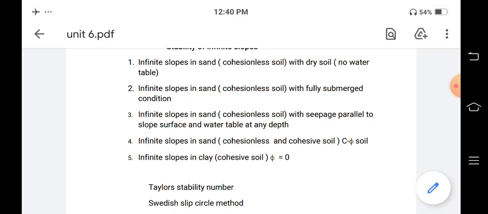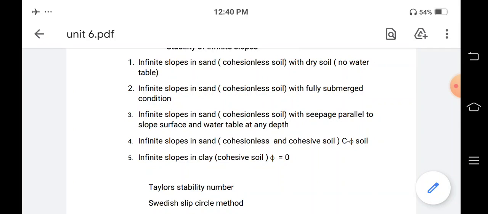Likewise, the second case is an infinite slope in sand in a fully submerged condition, meaning water is there, so soil plus water. This is the second case: if your slope contains soil plus water, that is the submerged condition. Then next is an infinite slope in sand, or we can call it a cohesionless soil. We know that cohesionless soil has two types: first gravel, second sand. Here we are taking sand as the cohesionless soil.